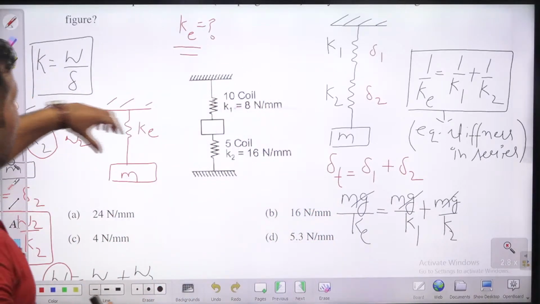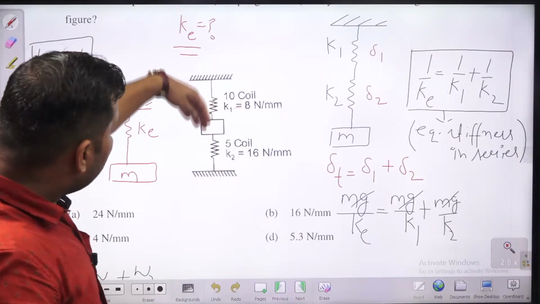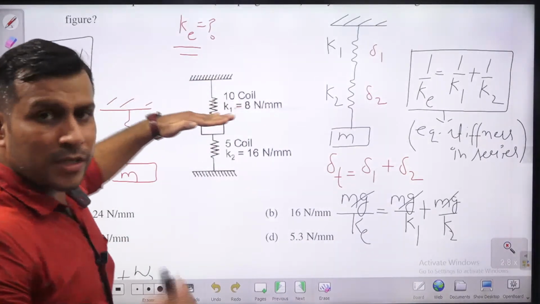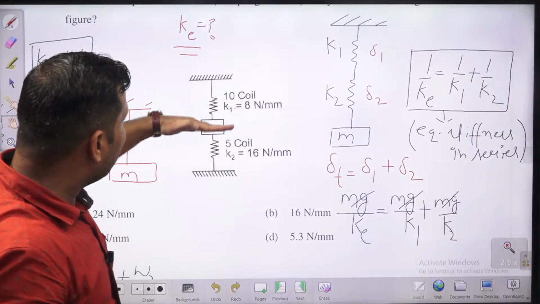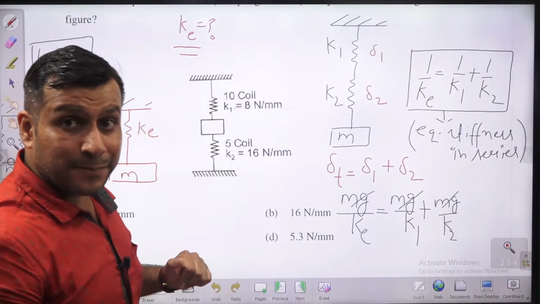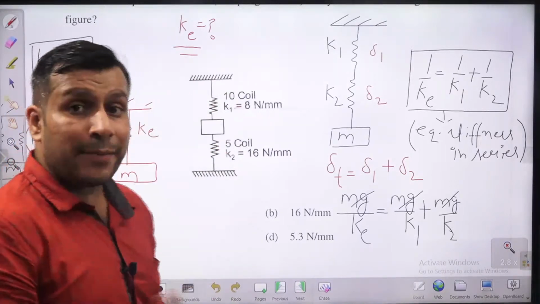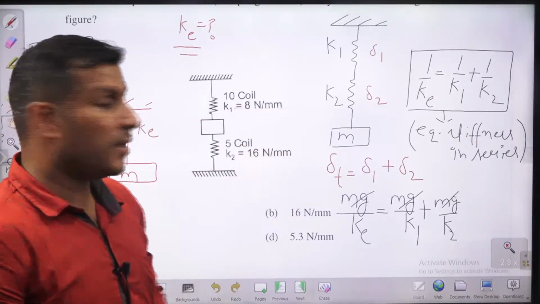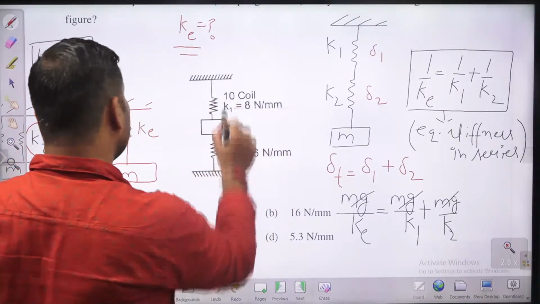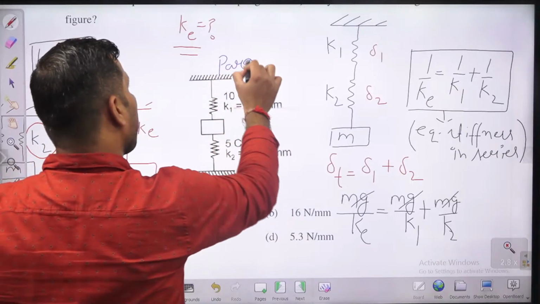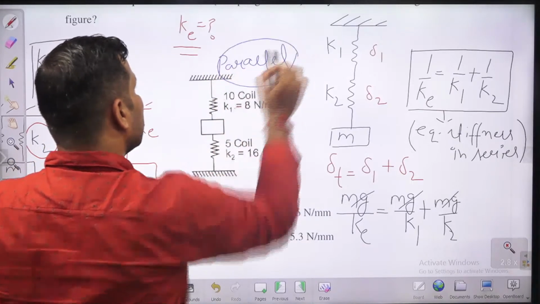Now here, if you will check, guys, they are having the same deflection. Like suppose, let us consider this is deflected by delta, the deflection in this will be same delta. Okay, but the load shared by them will be different. So this is a case of what? Parallel. Whose case is this, children? This is not a case of series, this is a case of parallel.